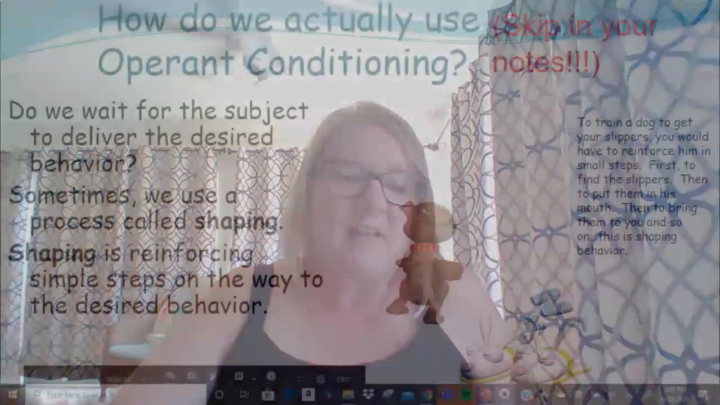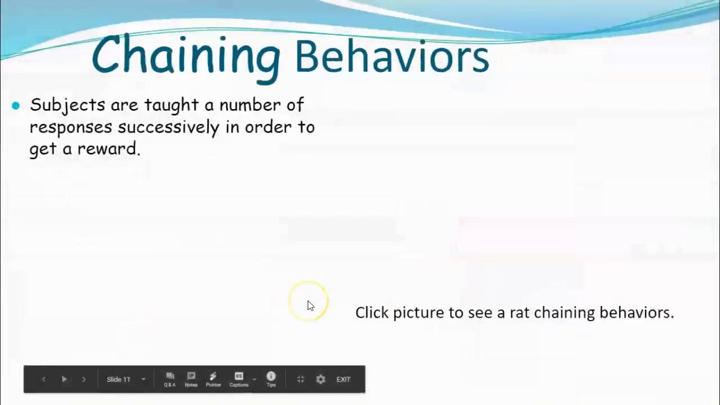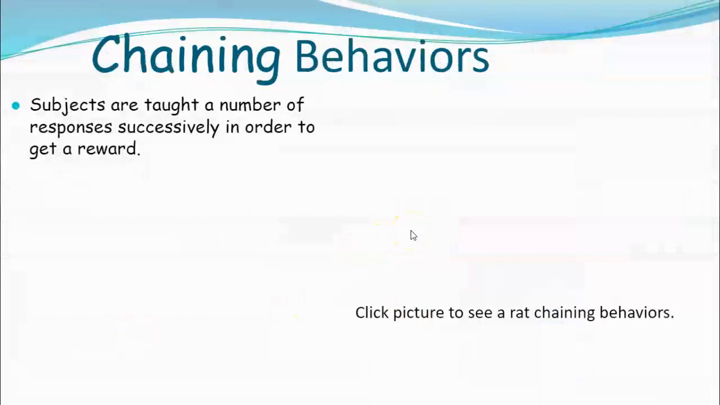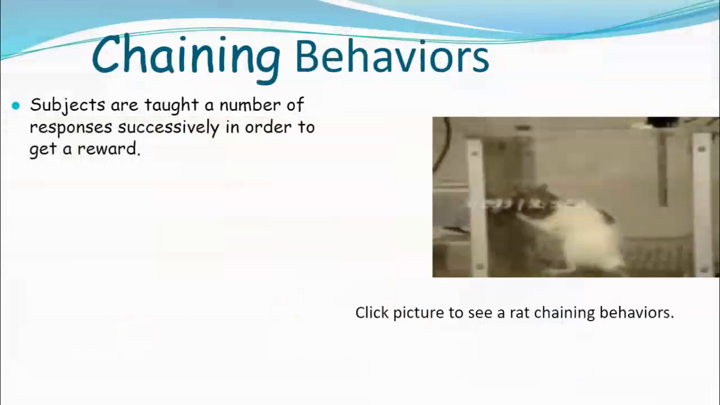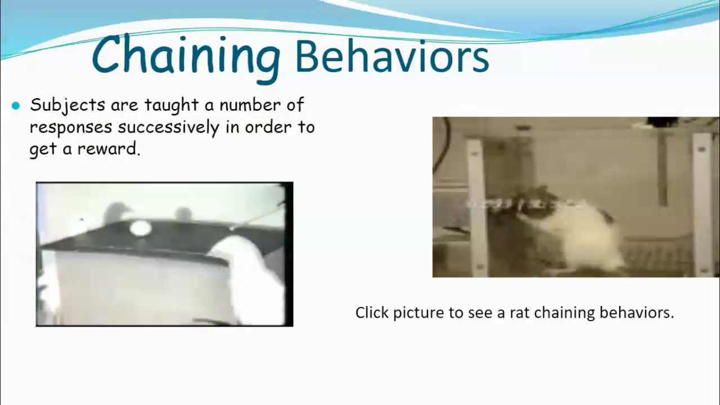Now, a person can talk and communicate, but a rat can't. And so the poor rat gets very confused. So we give them these rewards as we go along. Okay, so we also can do what's called chaining behaviors, which is as subjects are taught a number of responses successively in order to get a reward.